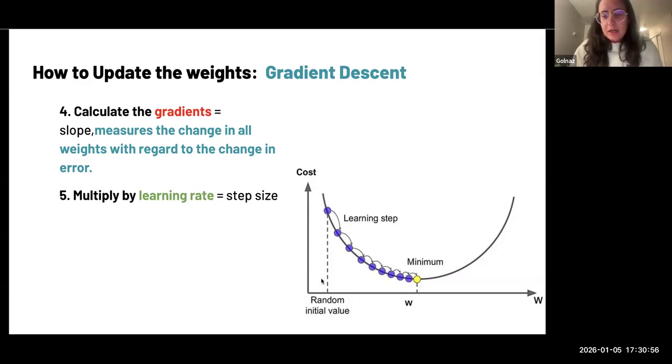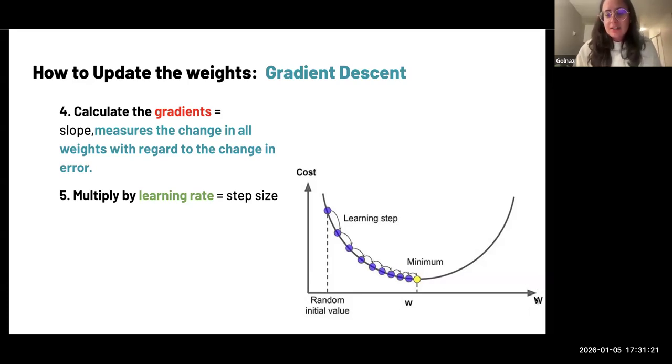On the y-axis, we have the loss, and on the x-axis, we have a weight. This is a very simplified intuitional version because as you can imagine, you don't have just one weight. It's not just a number, it's like matrices at different levels of the neural network.